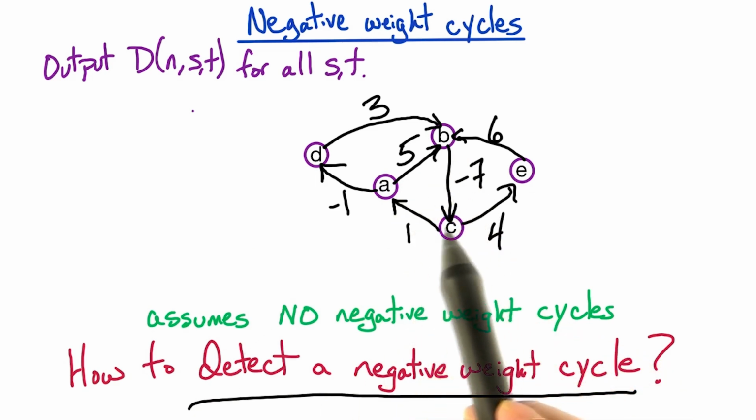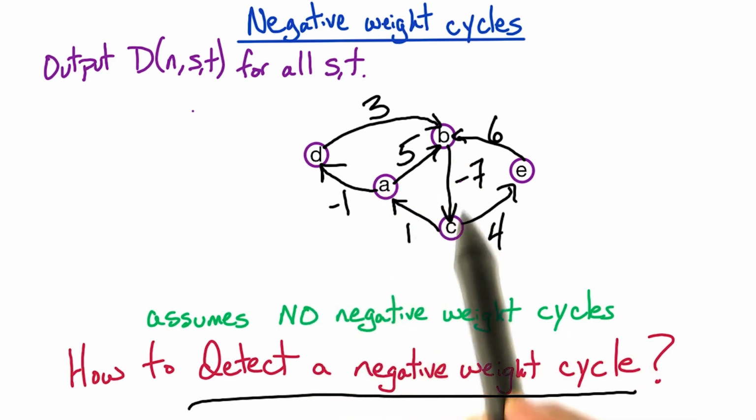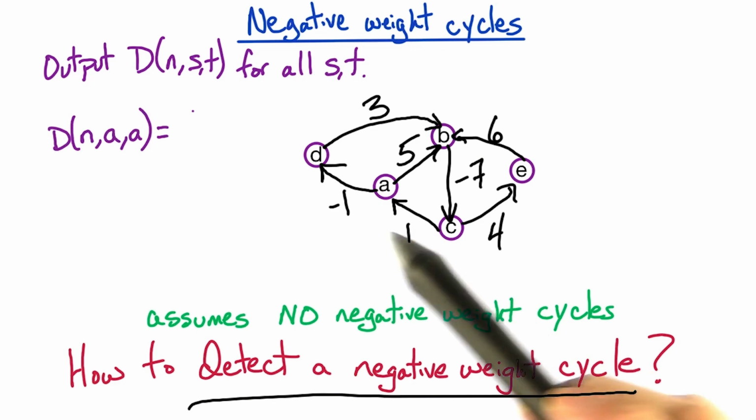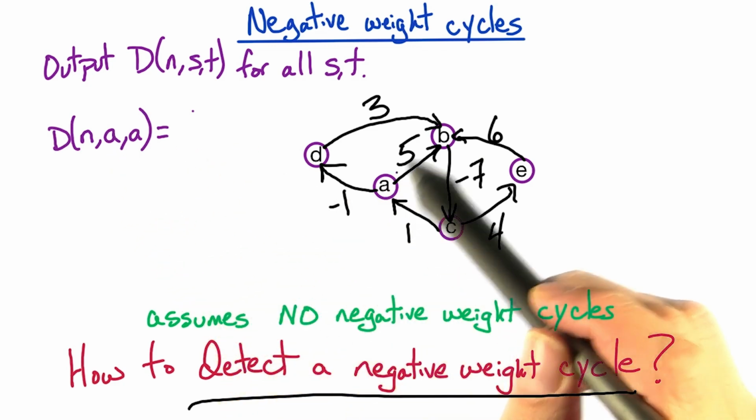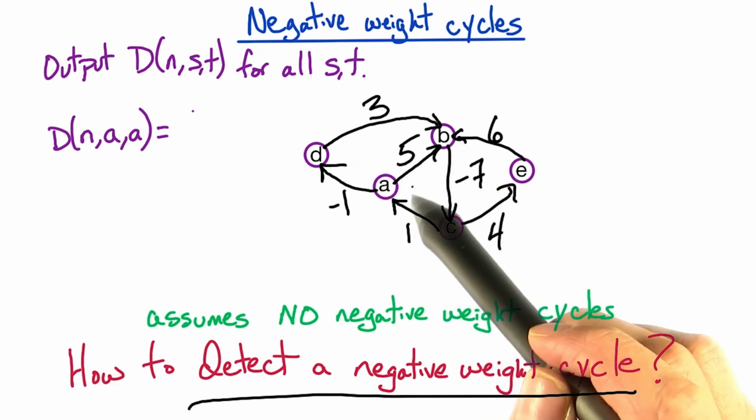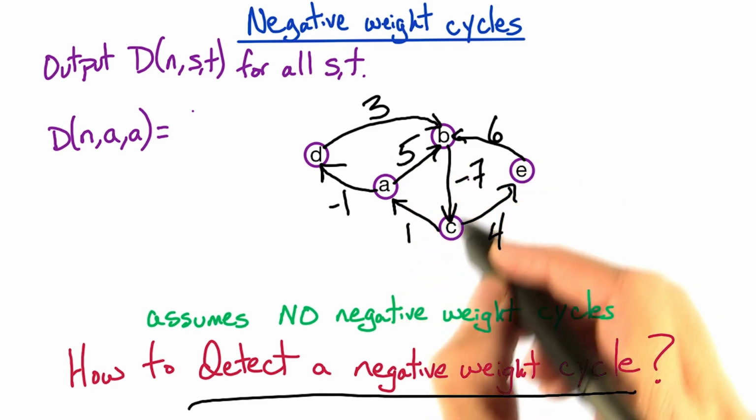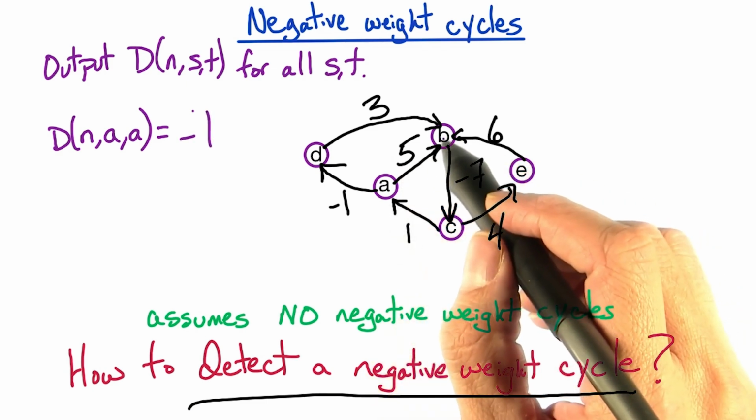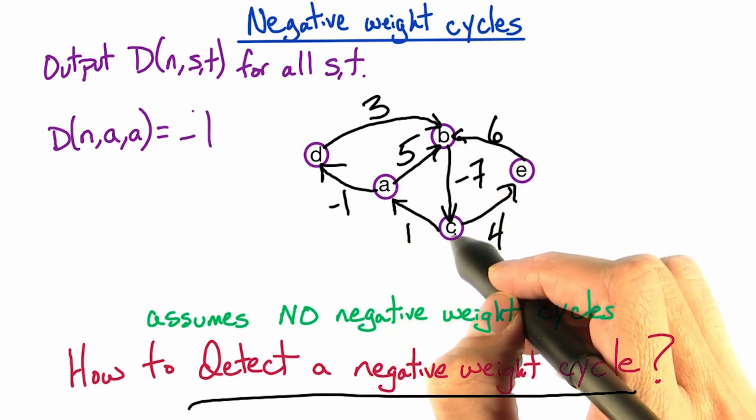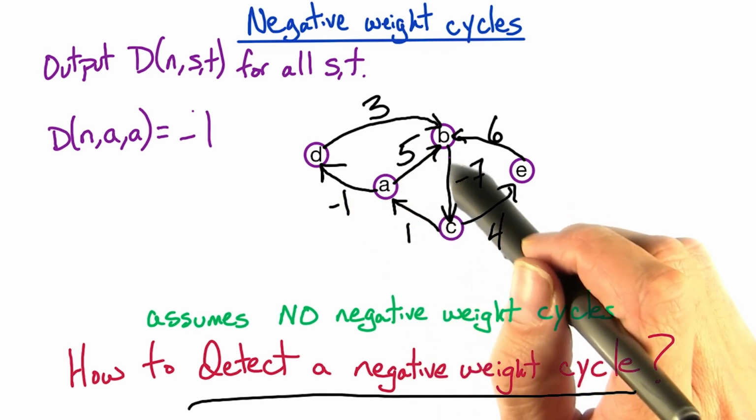Take somebody on this negative weight cycle, let's say vertex A. What is D of n A A for this example? What is the length of the shortest path from A to itself? It's allowed to use anybody as intermediate vertices. Well, in this example, it's going to be of length -1. And notice also D of n B B is also going to be -1, and D of n C C is going to be -1. That is going to signify that there's a negative weight cycle.